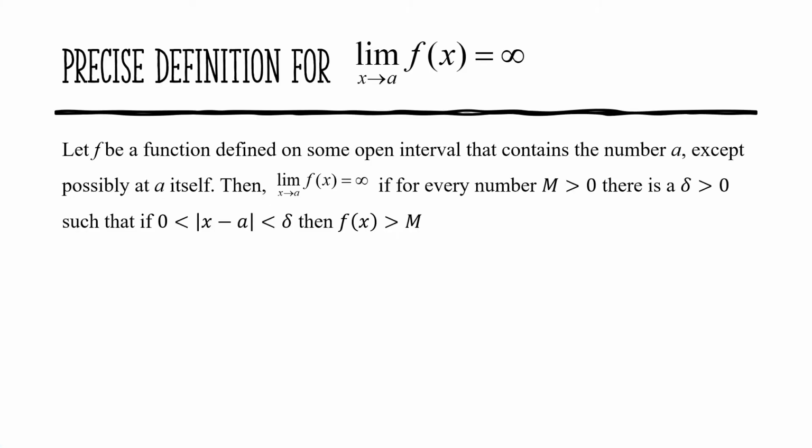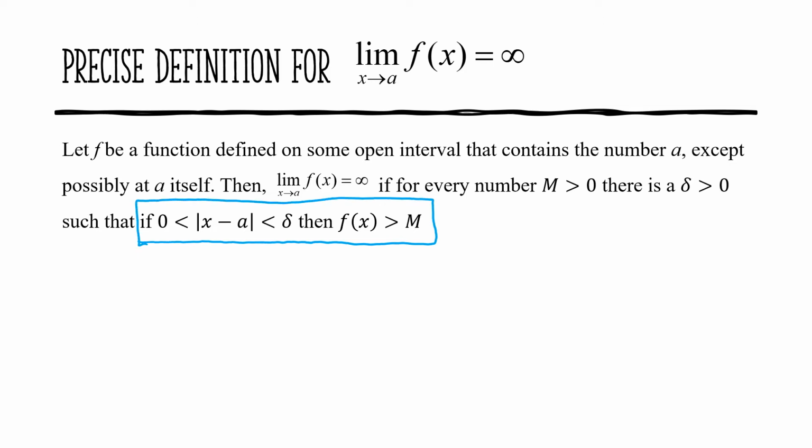Let's look at the precise definition for the limit as x approaches a of f of x is equal to positive infinity. This definition isn't too different from the other precise definition of a limit. So let f be a function defined on some open interval that contains the number a, except possibly at a itself. Then the limit as x approaches a of f of x is equal to infinity if for every number m greater than 0, there's a delta greater than 0, such that if 0 is less than the absolute value of x minus a is less than delta, then f of x is greater than m.